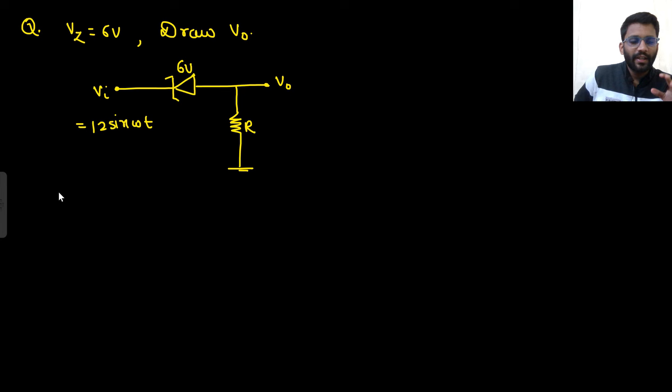We have to draw the V0 waveform. Try it on your own, because we have studied the Zener diode. So you can try it. Tell me, what will happen? What do we do first? First, we apply the open circuit test, right? So we will apply the open circuit test.